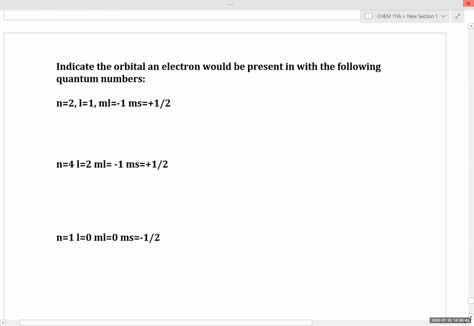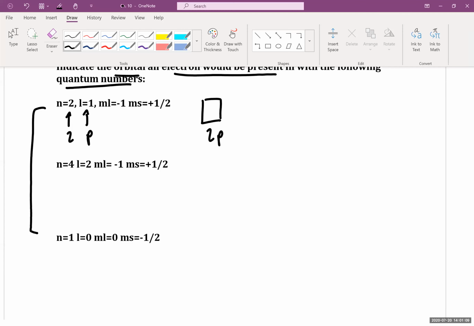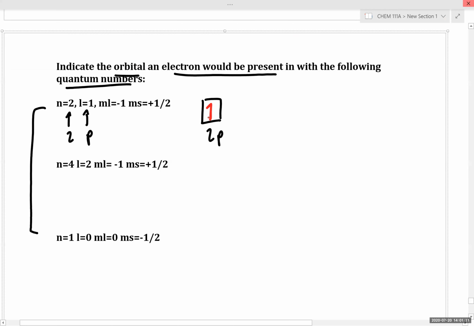What I want you to do is, given the following set of quantum numbers, indicate the orbital that an electron would be present in. I'll do the first example. For n equals 2, L equals 1, we have a 2p orbital and we have an electron with an upspin.